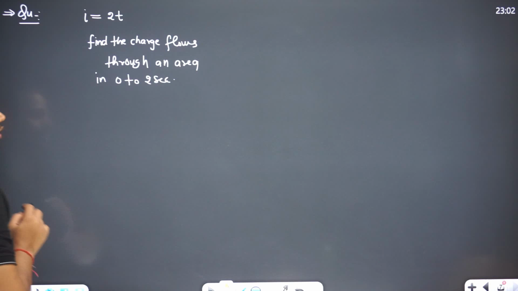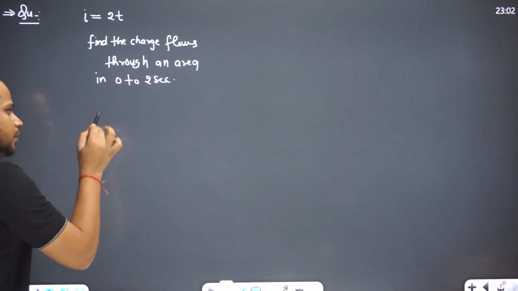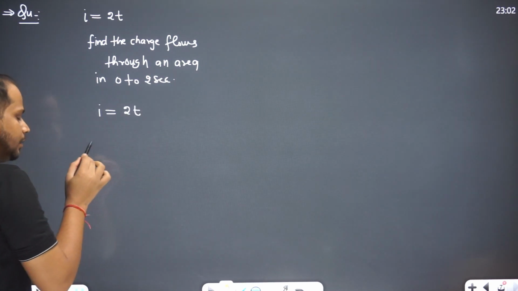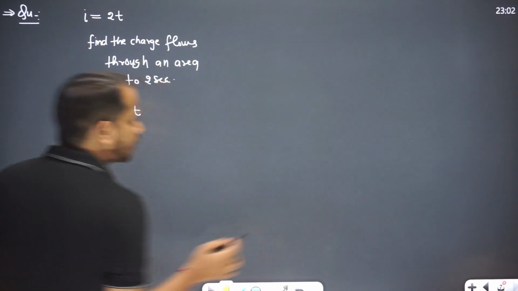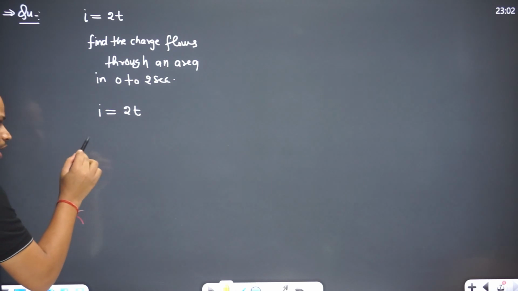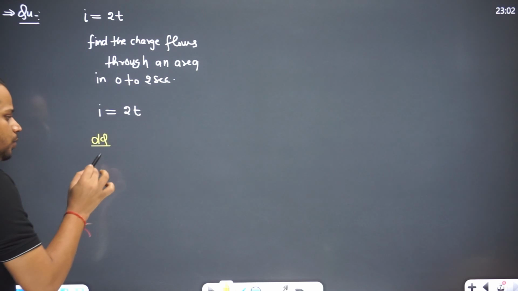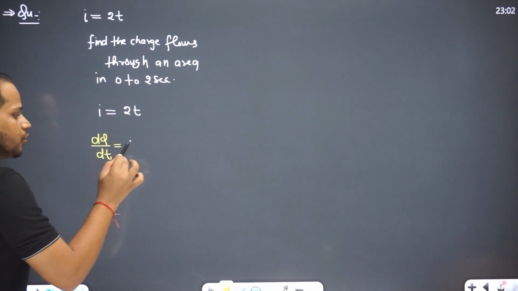So how will we find out the charge flow over here? I is given, so I is equals to 2t. We have to find the charge, no? So what we will say over here? In general, I is dq by dt is equals to 2t.